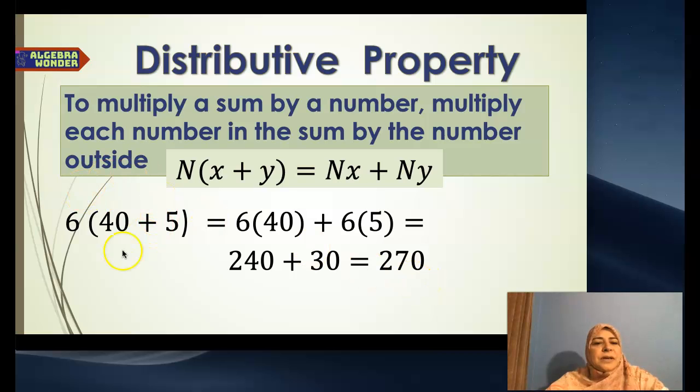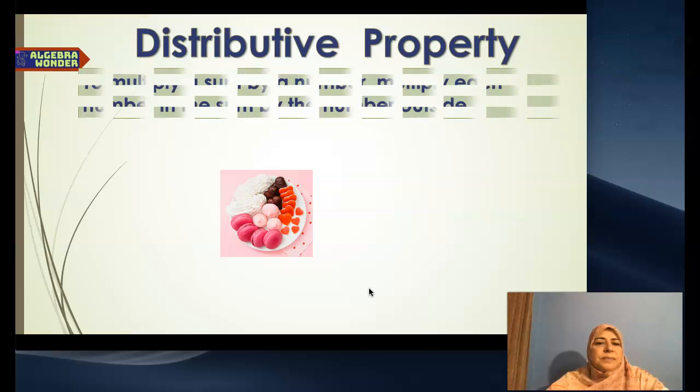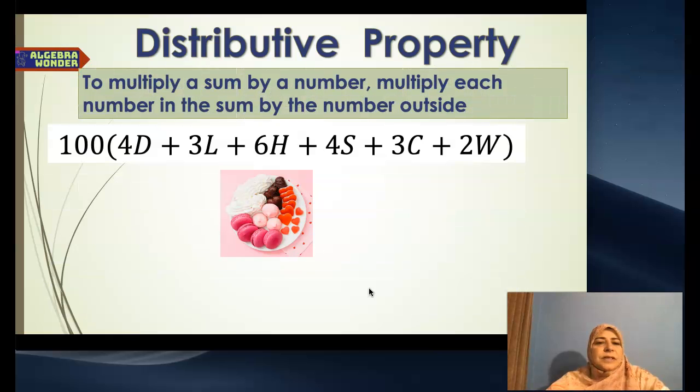You can see how the distributive property helped us multiply 6 times 45 very easily. So again, the definition is when you multiply the number outside by a sum, this is a sum already, you multiply each number in the sum by the number outside. So 40 times 6 and 5 times 6. Okay, so let's go to my story here.